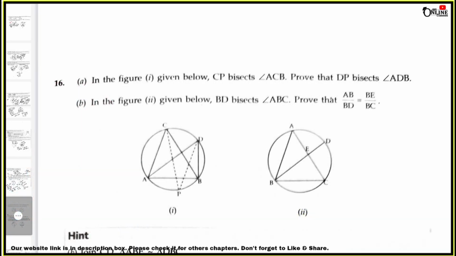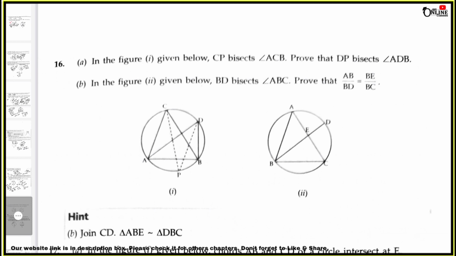So hello everyone, now this is the last part from the Circles 15.1 exercise. For the previous one, please check the description box, the link will be there. In this video, I'm going to start from sum number 16 to the end.